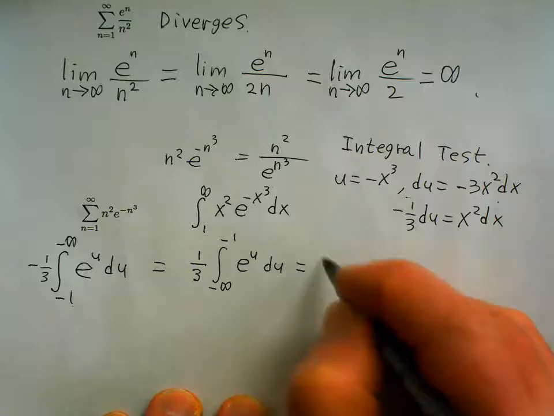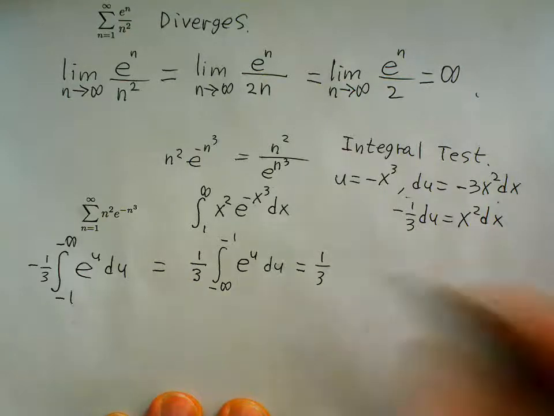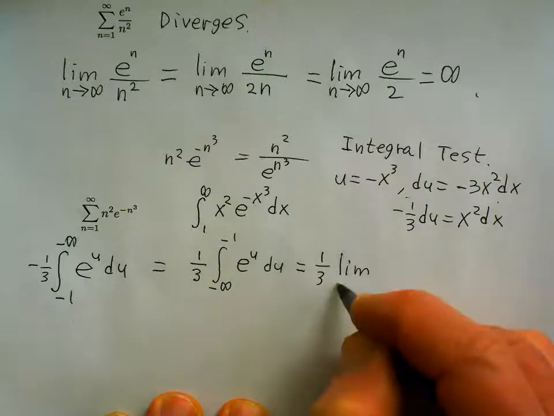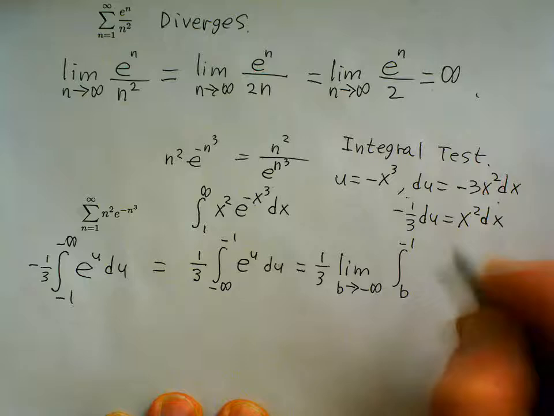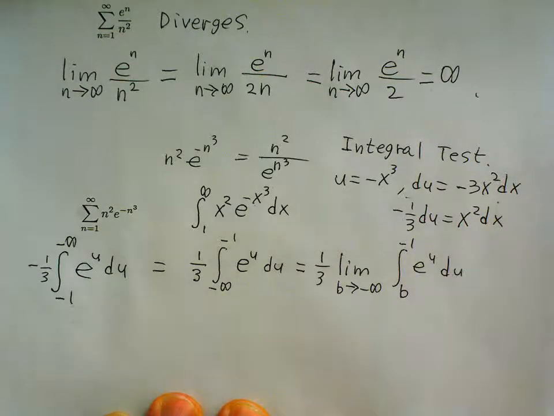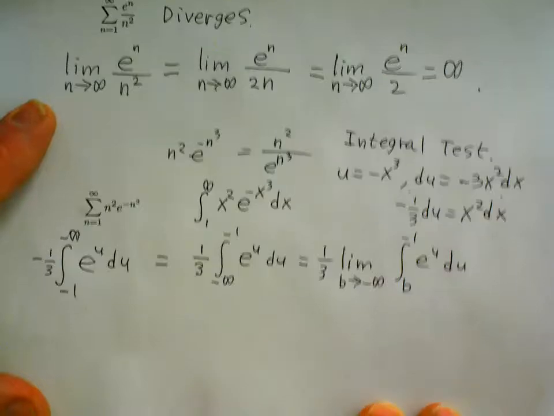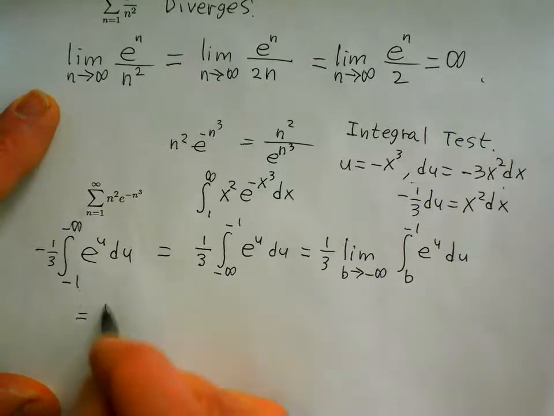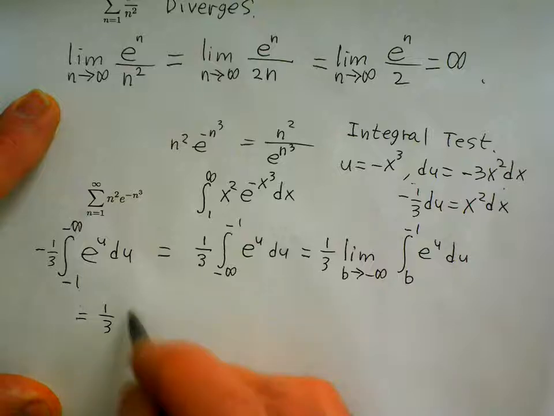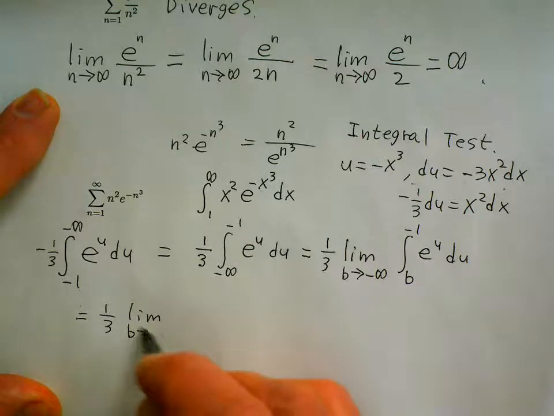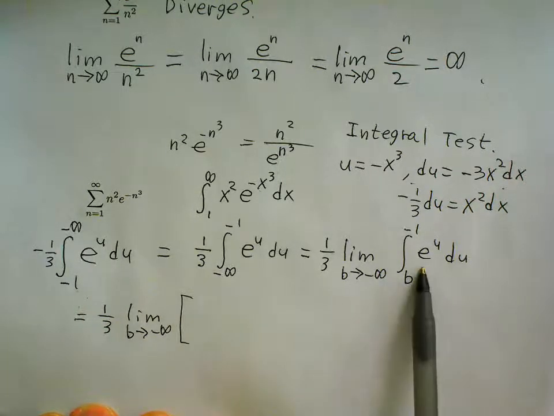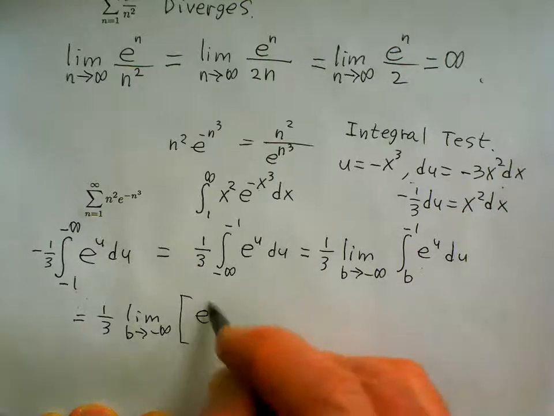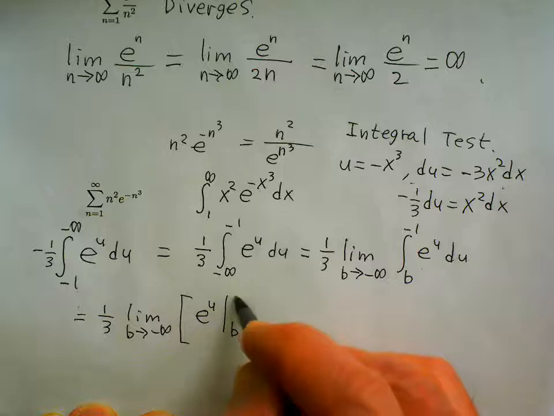So I suppose we should write it as a limit. 1/3 times the limit as b approaches negative infinity of the integral from b to negative 1, e to the u du. And we get 1/3 times the limit as b approaches negative infinity. An antiderivative of e to the u with respect to u is e to the u. We evaluate this from b to negative 1.